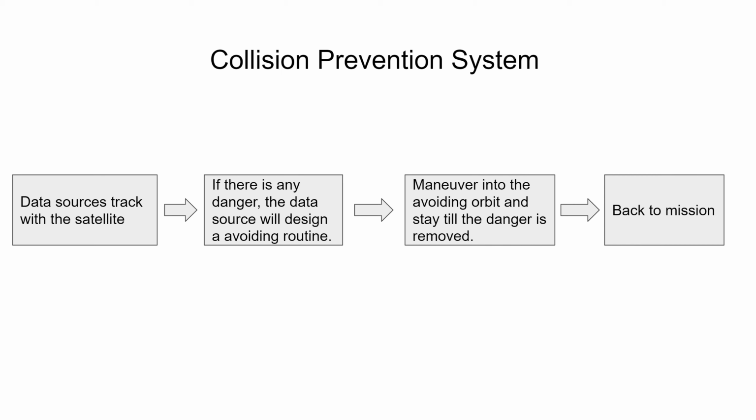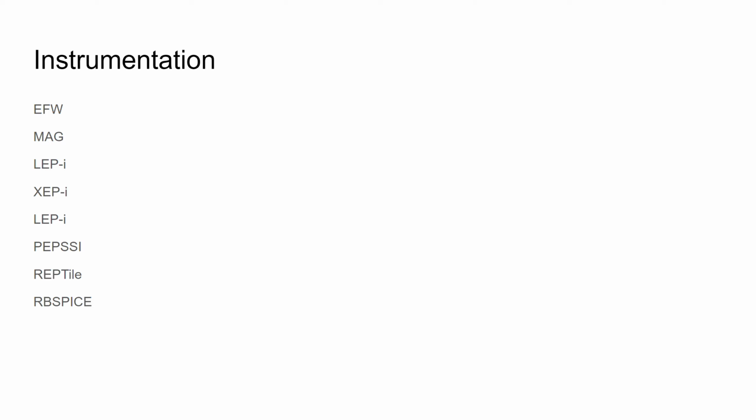Our collision prevention system works with different kinds of data sources. Firstly, the data sources will track our satellites and the debris around them. If there is any danger or debris near our satellites, the data source will automatically design an avoiding routine for our satellites. Our satellites will move into the avoiding orbit and stay there until the danger is removed. Then the satellites will move back to the original orbit and continue their mission. Now I give the time to my other teammates to talk about the other parts of the mission.